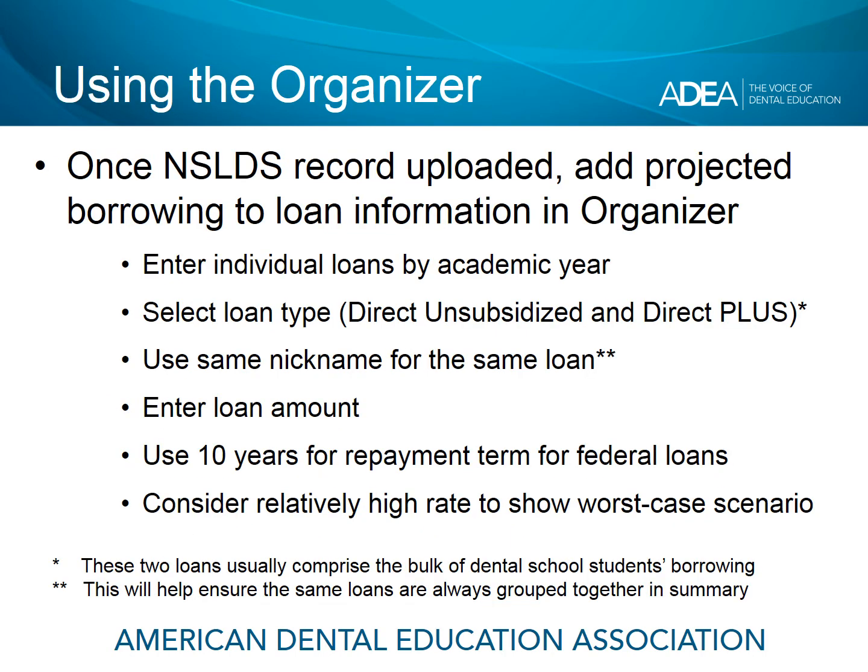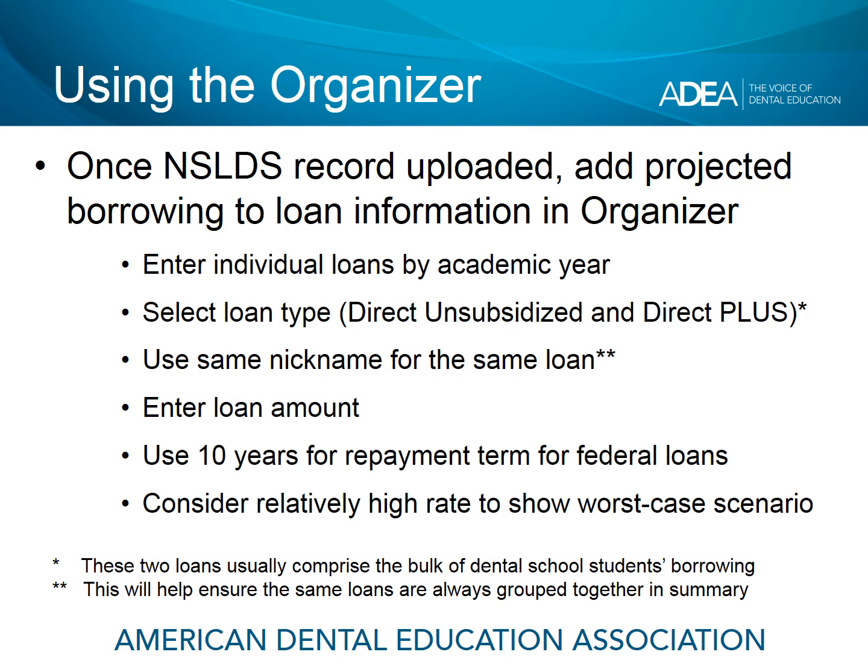Now, once you get to the organizer, the first thing you want to do is to upload your federal student loan record. Any federal loans you already have from college, post-bac program, or dental school, upload them directly into the organizer. But then you want to be sure to add any projected borrowing, loans that don't show up yet on NSLDS. You want to be sure that you add those to the organizer so that you'll get a realistic look at what your repayment's going to be when you graduate from dental school. You enter individual loans by academic year. We're going to show you all this on the next slide.